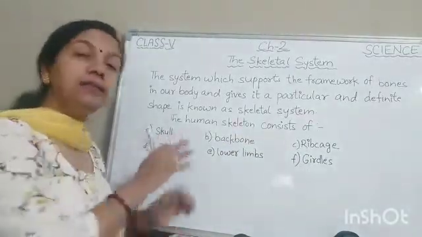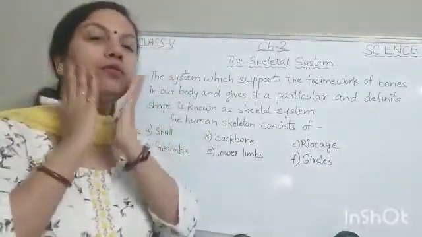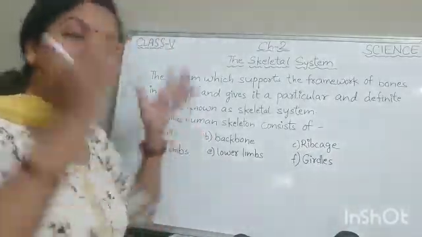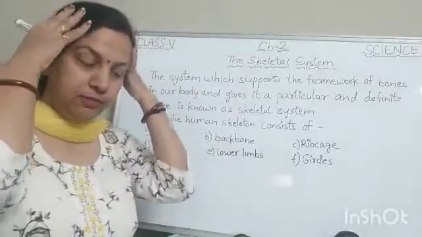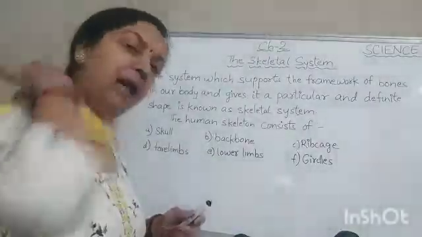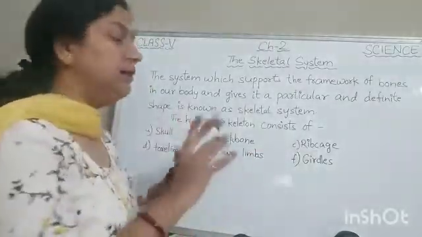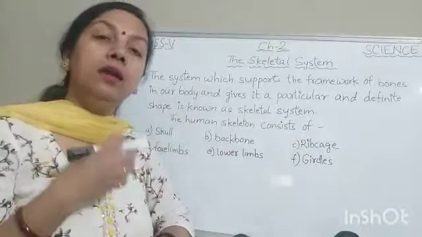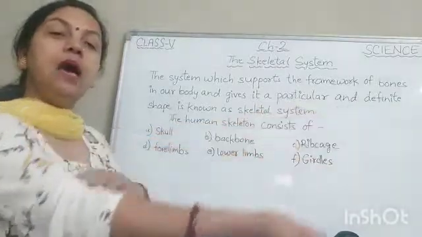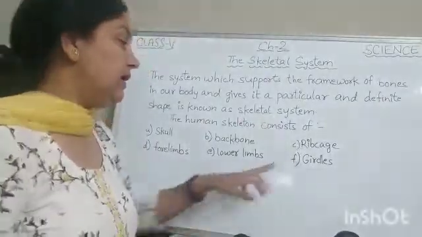Now, the skull acts as a helmet. All the bones of your head and your face make the skull, and it acts like a helmet. It protects our brain. After that, the backbone. You all know the backbone is present at the back of our body. And after that, the rib cage. The rib cage protects our lungs, heart, these delicate organs. Then forelimbs are your hand bones. Clear? Then lower limbs, which are legs, and girdles.